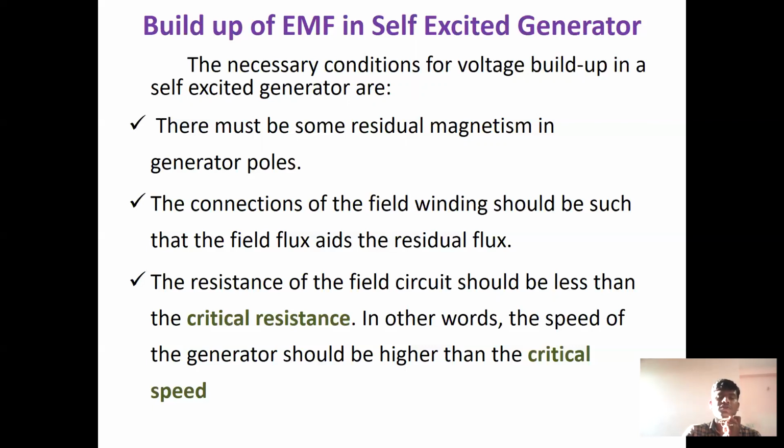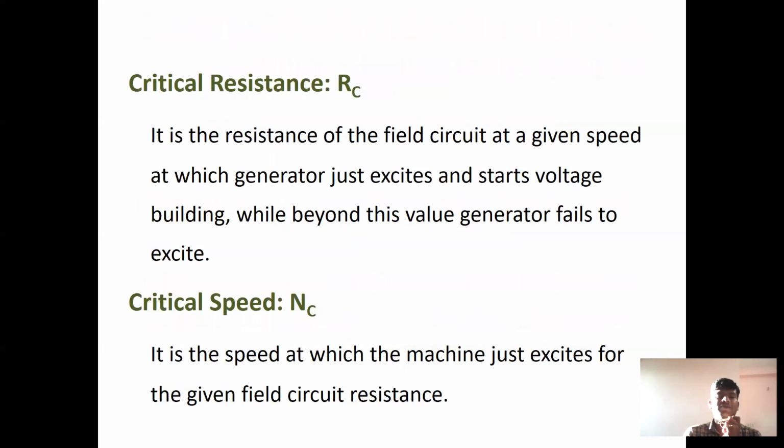In these self-excited generators, the resistance of the field circuit is always less than the critical field resistance, and the speed of the generator is always more than the critical speed. Only at that time is the EMF developed in the self-excited generator. So what is the critical field resistance?